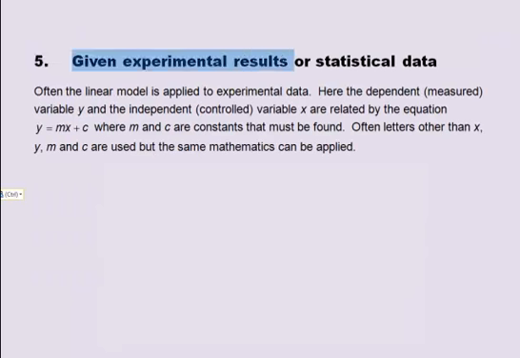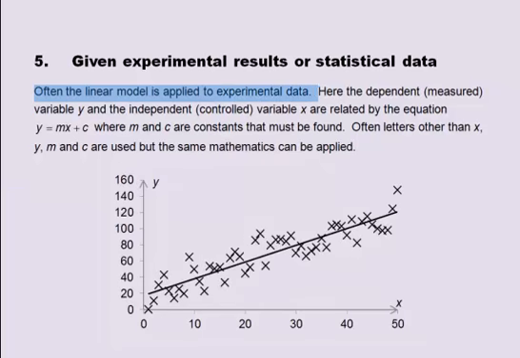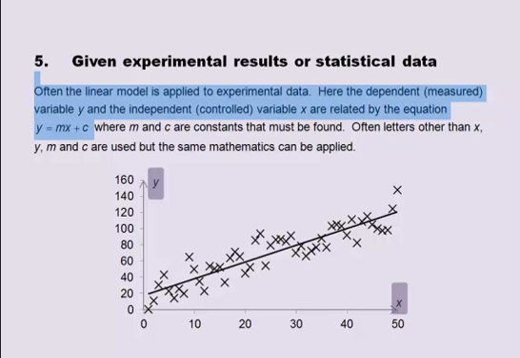5. Given experimental results or statistical data. Often the linear model is applied to experimental data, such as this. Here, the dependent or measured variable y and the independent controlled variable x are related by the equation y equals mx plus c, where m and c are constants that must be found. Often, letters other than x, y, m and c are used, but the mathematics can still be applied.